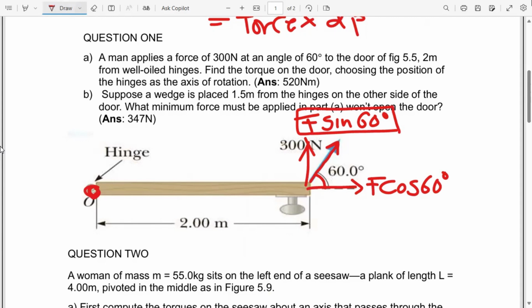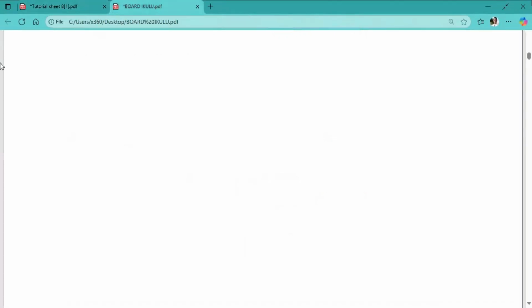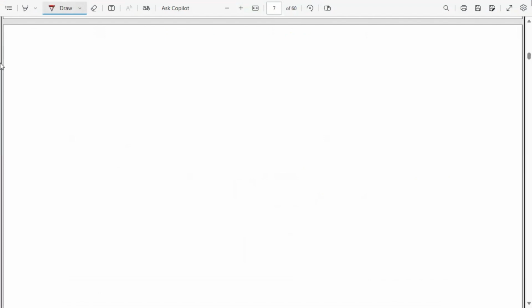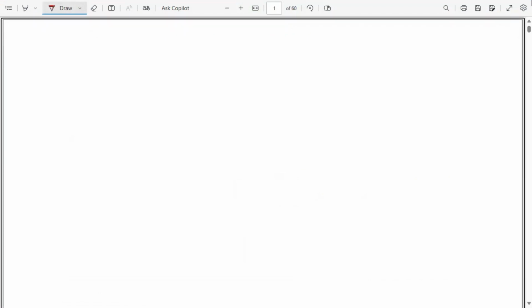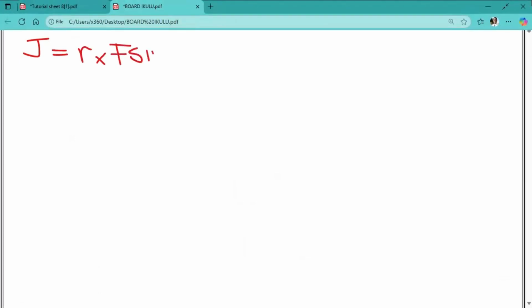So we are going to apply the formula for calculating torque about the pivot of the door, which in this case is just a hinge. We're going to say torque, represented by the letter tau, is equal to distance r multiplied by F sine theta. This is what we're going to use. So r is basically the distance or radius from the pivot itself.